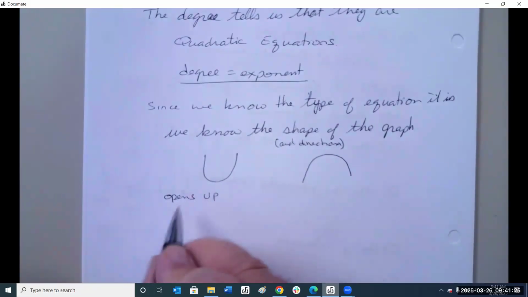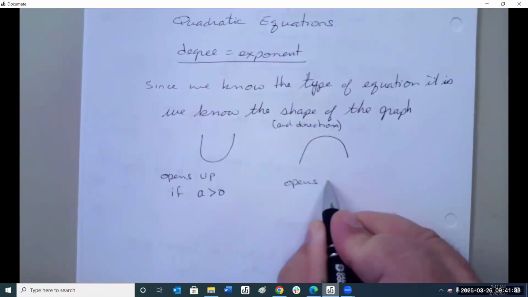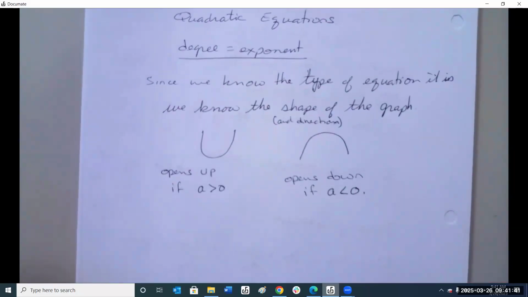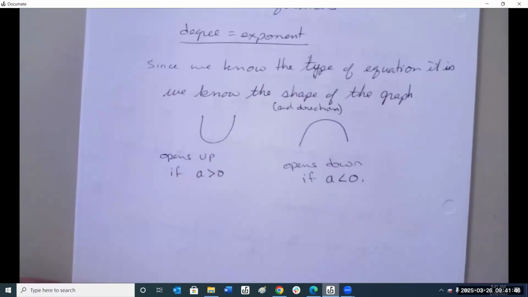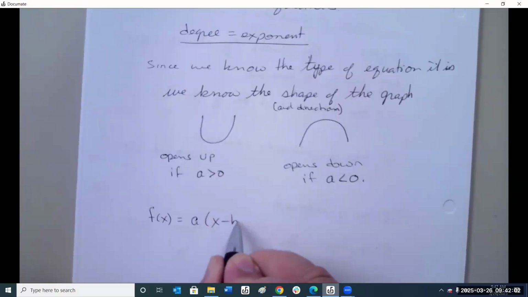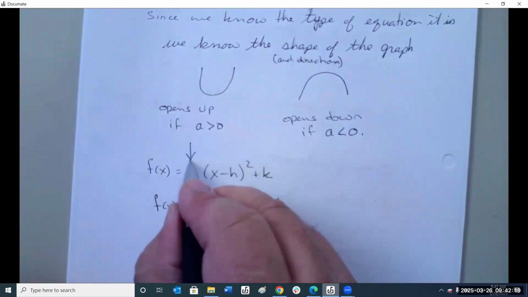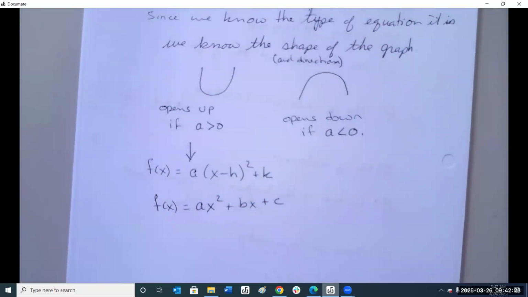It opens up if A is positive. Opens down if A is negative. So this A tells us the direction.